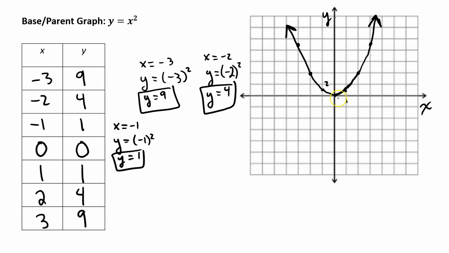The way that I kind of do a quick way is I go from the vertex and I go over 1 and up 1. Then I go back to the vertex and I go over 2 and up 4. And then I go back to the vertex and I go over 3 and up 9. That way I don't have to get this table of values all the time.